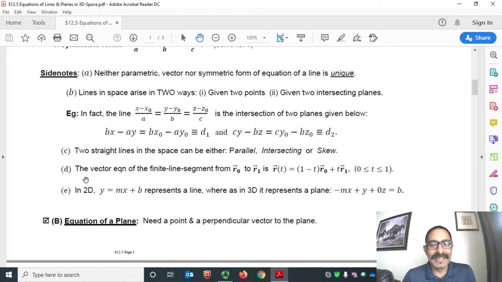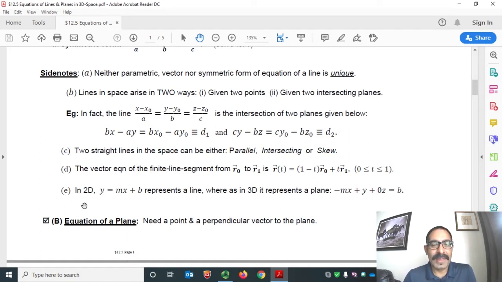D. The vector equation of the finite line segment joining two points whose position vectors are respectively r0 and r1 is given by r equals (1 minus t) times vector r0 plus t times vector r1, where t lies between 0 and 1.